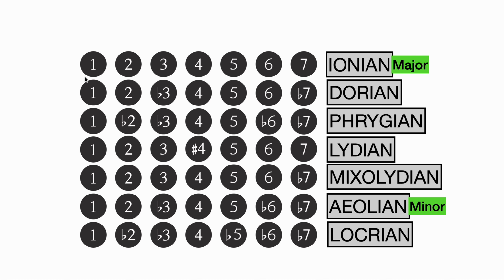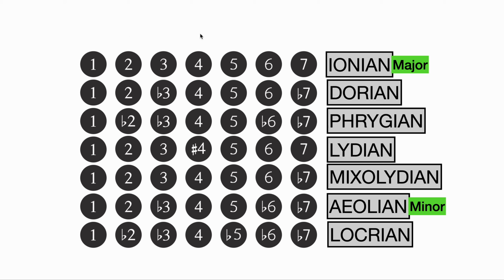Well, in the modes, we see the 1 to the 2 is a whole, the 2 to the 3 is a whole, 3 to the 4 is a half. Whole, whole, half, whole, whole, whole, half. So as far as your modes go, the first mode, or the Ionian, has a 2, a flat 2, 2, 2, 2, flat 2. That's the same exact thing as whole, whole, half, whole, whole, whole, half.